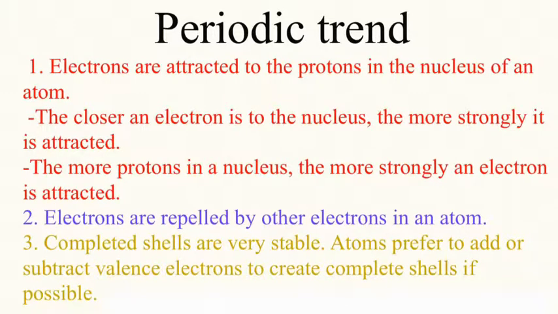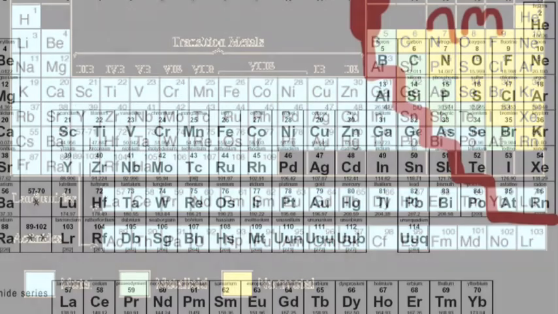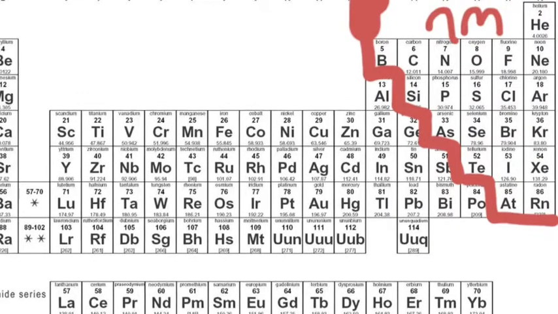Atoms prefer to add or subtract valence electrons to create complete shells, if possible. The atoms on the left-hand side of the periodic table are metals. Metals give up electrons when forming bonds. Most of the elements in the table are metals. Nonmetals generally gain electrons when forming bonds.